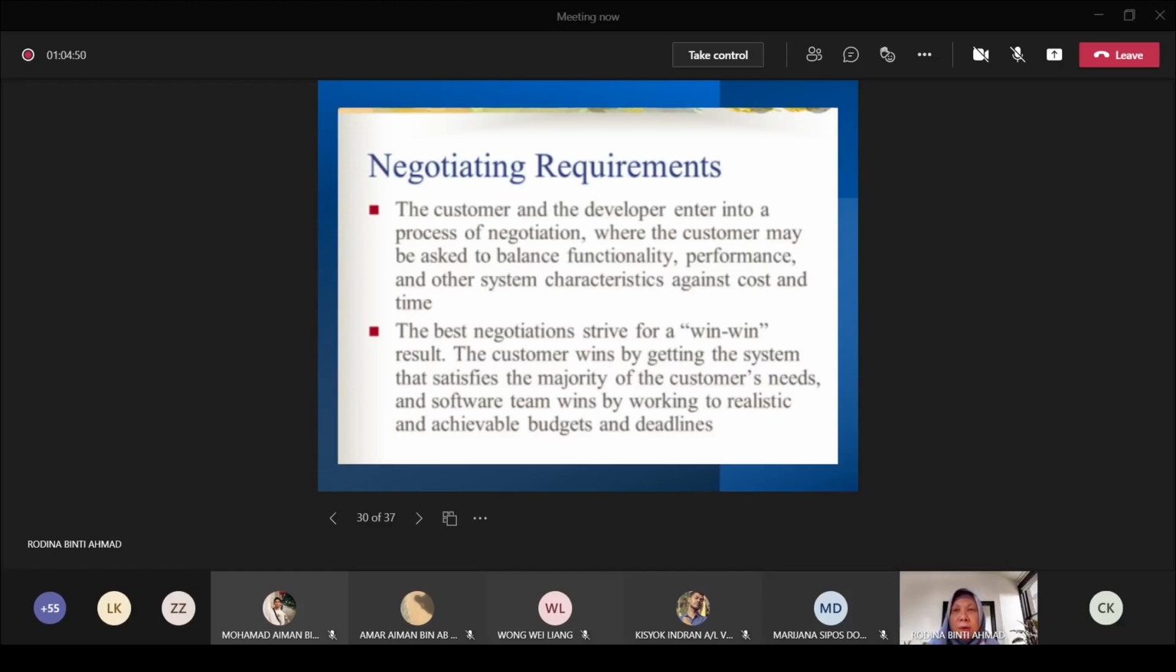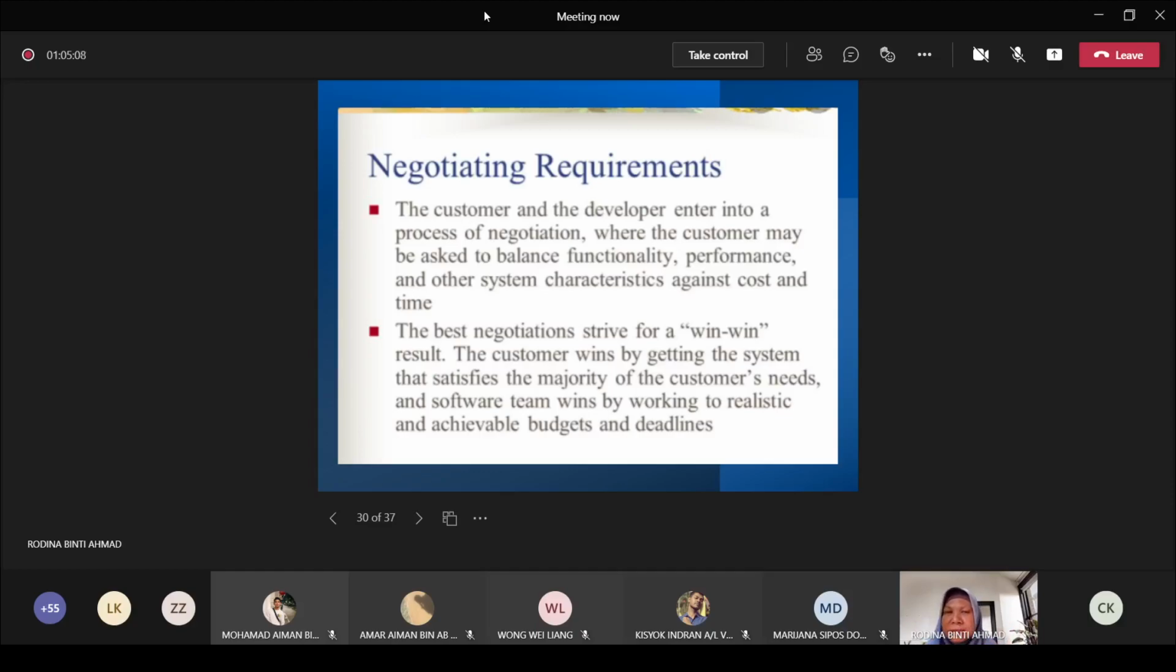Most of the time, of course, we want everyone to be in good terms after we finish and resolve the conflict. In order to do that, we have to make sure that the stakeholders involved are in the win-win results.